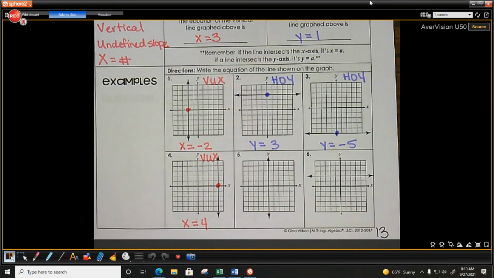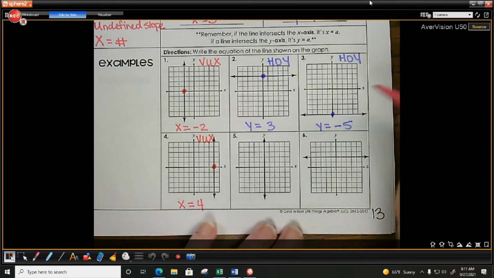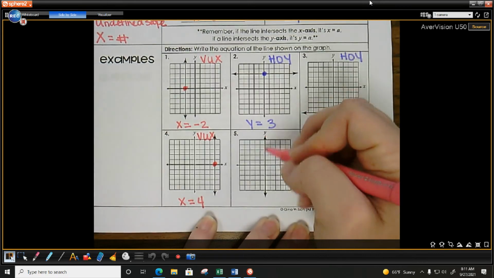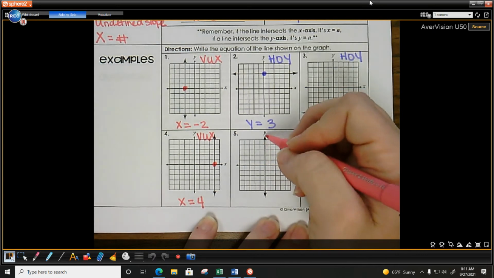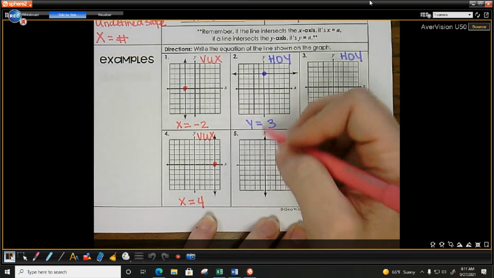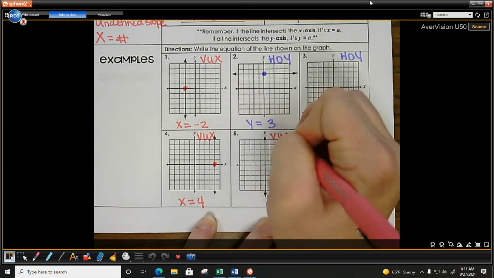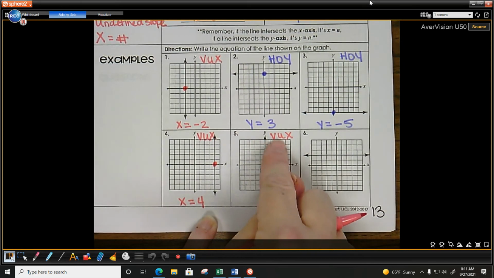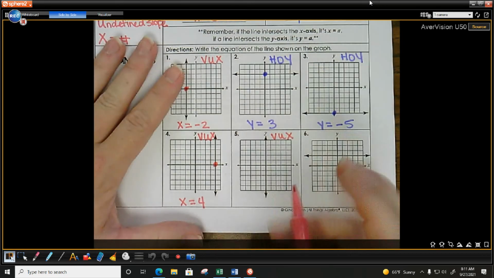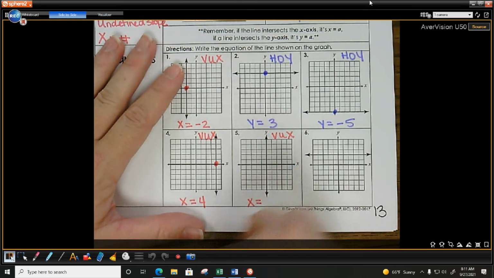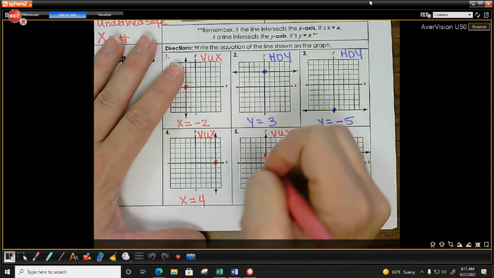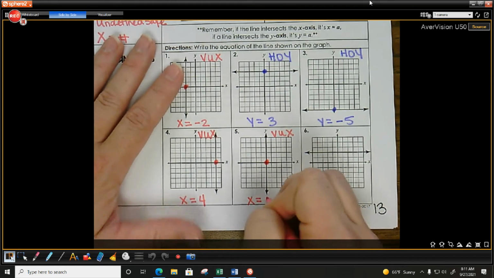Okay, when they're on top of the axes, this is where we sometimes struggle. Do you see that this vertical line is on top of the y-axis? Okay, but it's a vertical line, so vertical lines are vux. We know all vertical lines have an undefined slope and they're written as x equals. So x equals. Where does this vertical line hit the x-axis? At the origin, so 0, at 0.